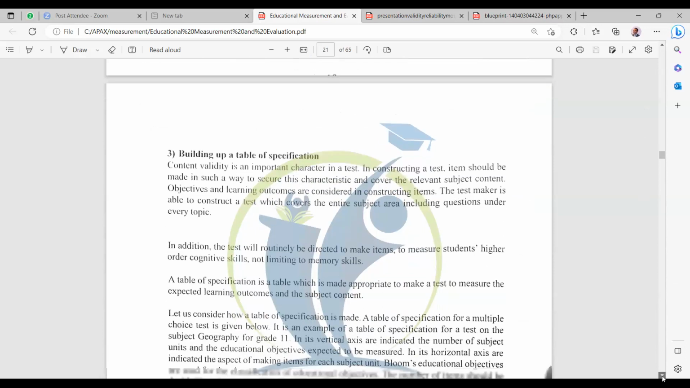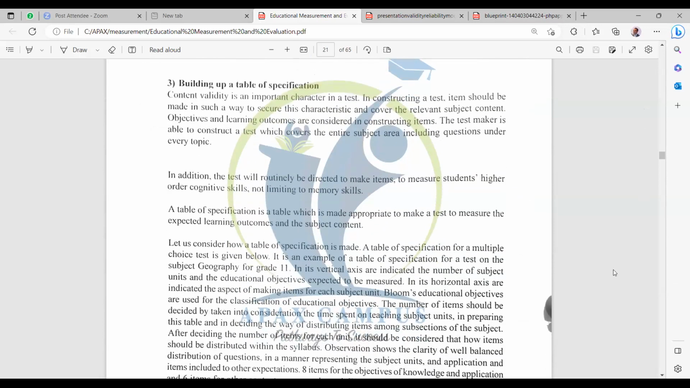Then one of the most important things, that is building up a table of specifications. We call it a blueprint. We prepare a blueprint for the question paper, right? That's where we include the number of questions, how many questions will be there in the paper, the total number of questions and the types of questions. And we divide these types of questions and the number of questions among different parts of the units, the lessons. So, building up a table of specifications, the description says, content validity is an important factor in a test. So we must make sure that all content of the lesson is covered.